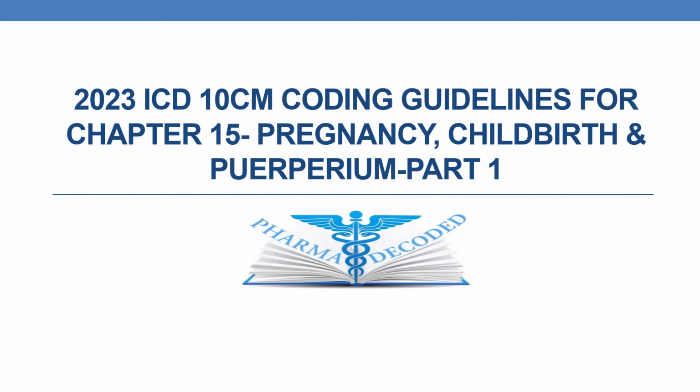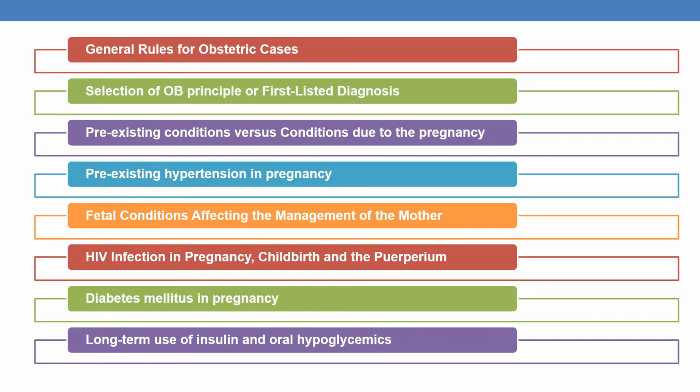Hello everyone, now let us discuss the 2023 ICD-10-CM coding guidelines for chapter 15, which deals with pregnancy, childbirth and puerperium, and this is the first part of chapter 15. Now let us see the overall guidelines that we are going to cover in the entire chapter. In the current session, we will be discussing the first one, that is general rules for obstetric cases.